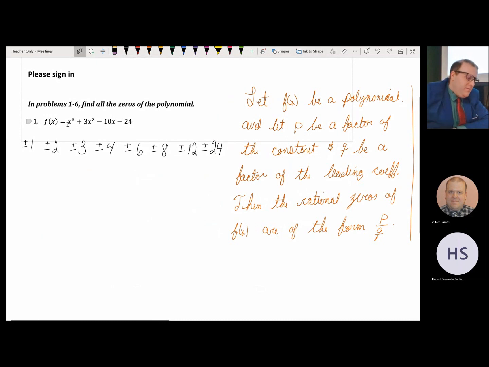So positive, that's not a sign change. To negative, there's a sign change. Negative is not a sign change. So there's one sign change within f of x. So it'd be one positive real, less an even number. Well, 1 minus 2 is negative, and you can't have a negative number of zeros. So we're going to have one positive real zero, which is helpful.